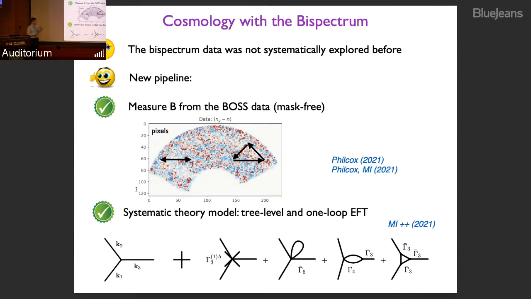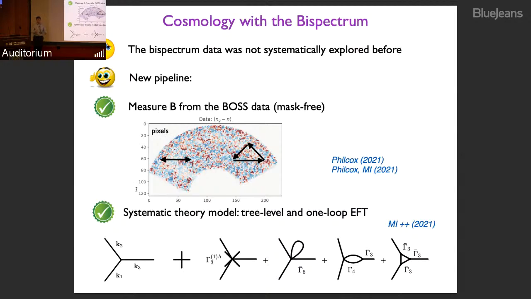In order to do these kinds of systematic studies, I have created a new pipeline that consists of two independent modules. The first module is the estimation of the bispectrum from the data. We have come up with our own way to measure the bispectrum. For experts, this way allows us to completely remove the effect of the survey window function. The second important ingredient is the fitting part, a systematic theory model based on the so-called tree-level and one-loop effective field theory of large-scale structure calculations. Here I'm showing you the Feynman diagrams that correspond to the calculation that I have done.